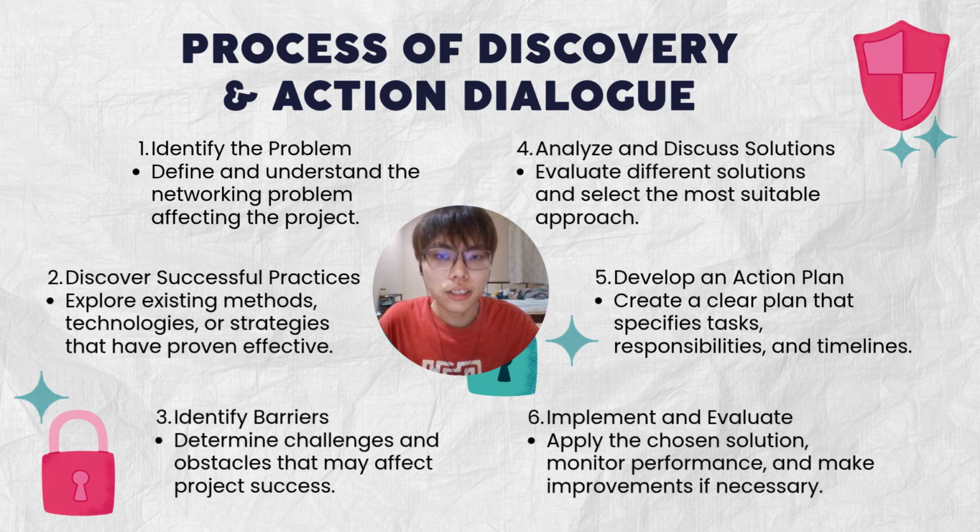The discovery and action dialogue (DAD) process begins by identifying the communication requirements and networking challenges of the smart car project. Then, our team discovers successful practices and technologies used in the system. After that, we identify the potential barriers such as network congestion, communication delays, and security risks. After discussing and analyzing the possible solutions, our team selects the most suitable approaches, including routing and security improvements.